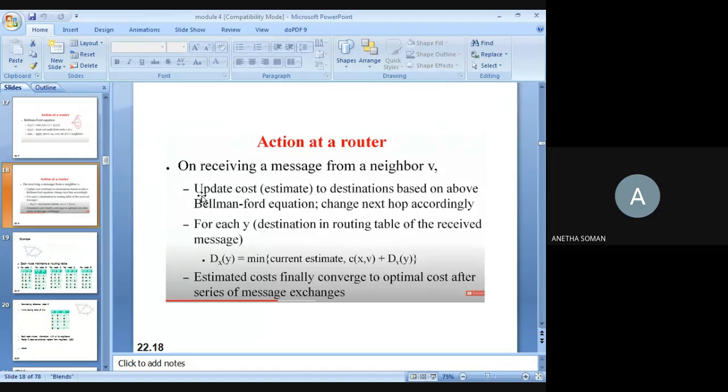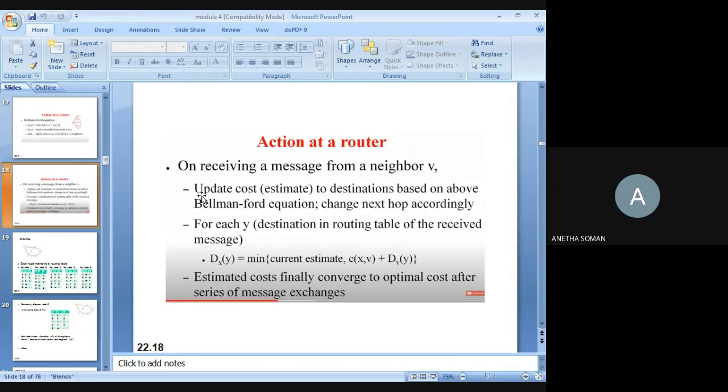So Dx of y, each time you are getting information from each node and from its neighboring nodes, you have to find out which is the least cost path. Making use of that equation, you will be able to find it. How? You have the current estimate. With that, you add the cost of reaching the neighbor plus the neighbor's cost to the final destination. All these are summed up, and the minimum of that is what you consider, and that will be the final cost.